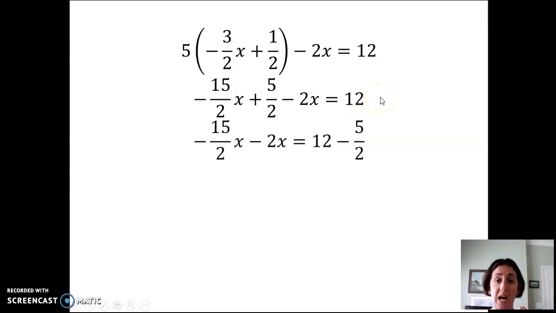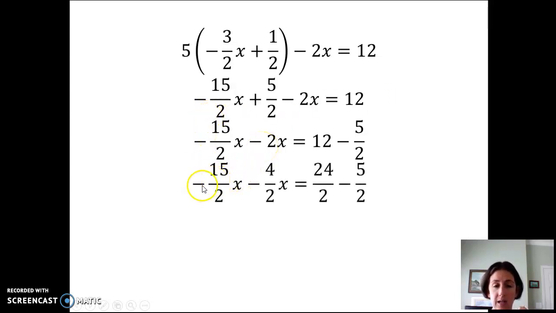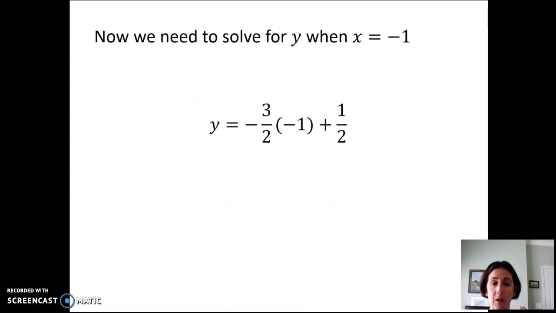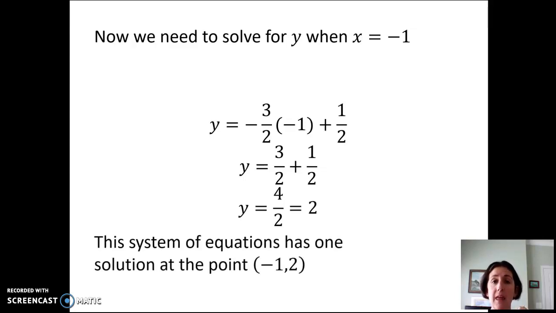And now we're going to have to do some fraction arithmetic, so we're going to need common denominators of 2. So then negative 15 over 2 x minus 4 over 2 x is going to give me negative 19 over 2 x. And 24 over 2 minus 5 over 2 is going to give me 19 over 2. Divide both sides by that negative 19 halves, and you can see x equals negative 1. Now that I know what x is, I can solve for y by plugging that back into one of the original equations. So when I do that, I end up getting y equals 2. So these two lines have one solution. They intersect at the point (-1, 2).